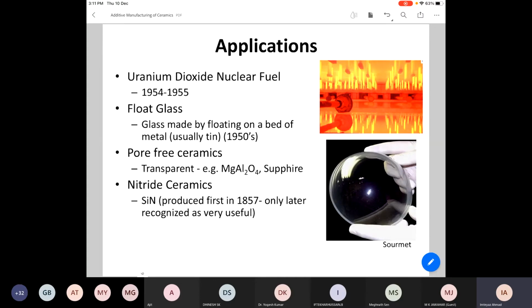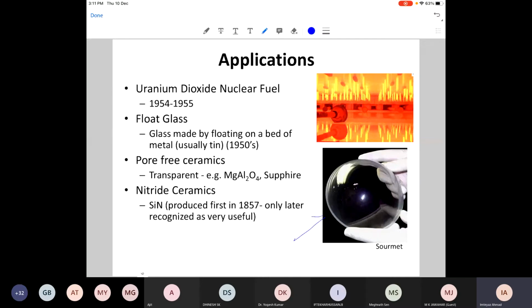You have pore-free ceramics. Now here is an example that you see in this case: a transparent ceramic. This is not glass. This is a transparent crystalline ceramic. It is sapphire actually, alumina. So when you make it 100% dense, inherently ceramics should transmit visible light. And so these have applications in windows and domes, which have to be transparent. Sometimes they are used in the cones of rockets and so on and so forth.